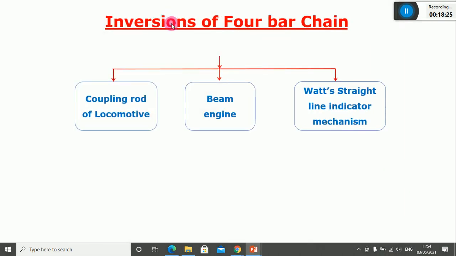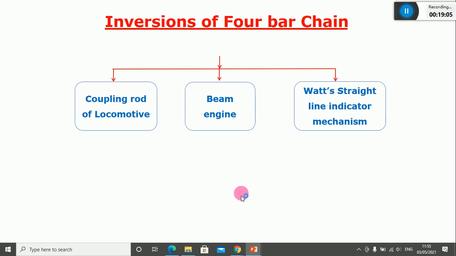Okay, the inversions of a 4-bar chain. After discussing what is inversion, for your syllabus, I think these are the three inversions. I can call these examples of inversions of a 4-bar chain. As I said, a 4-bar chain has four inversions, but these three examples are all of the first inversion, where the frame is fixed. For your syllabus, only these three examples of the first inversion are there. Second, third, fourth are not there.